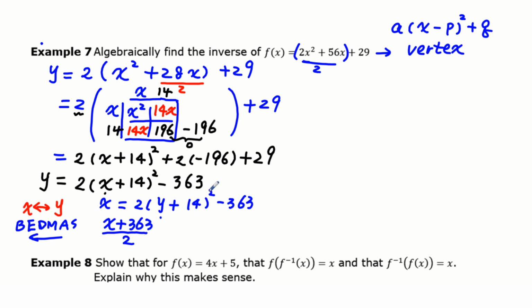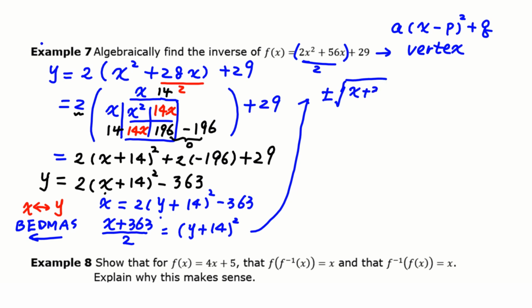Then we move the 2 to the other side, which will be division. Then you will have (y + 14) squared. Then we need to get rid of the squared by doing the opposite operation, which is square root. And whenever we take a square root, we need to have a plus or minus in front. The reason is that negative times negative gives you positive, so both the positive number and the negative number will give you the same square. And for y plus 14, we move the 14 to the other side.